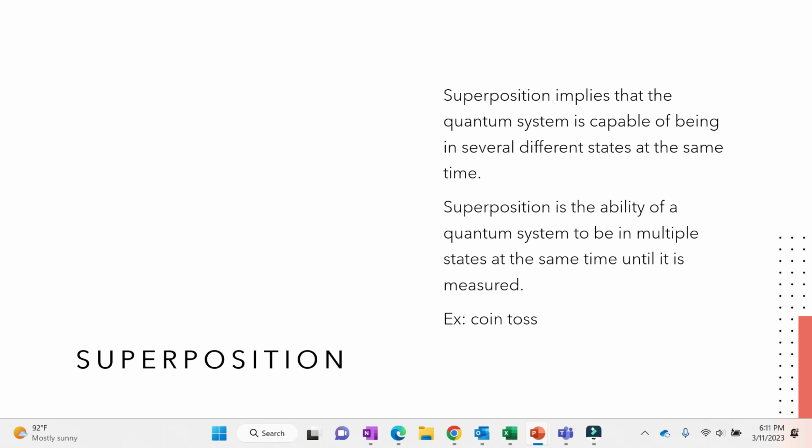So this kind of property, where there is a capability of the system to have different states at the same time, is known as superposition, and this is one of the fundamental building blocks of quantum mechanics.